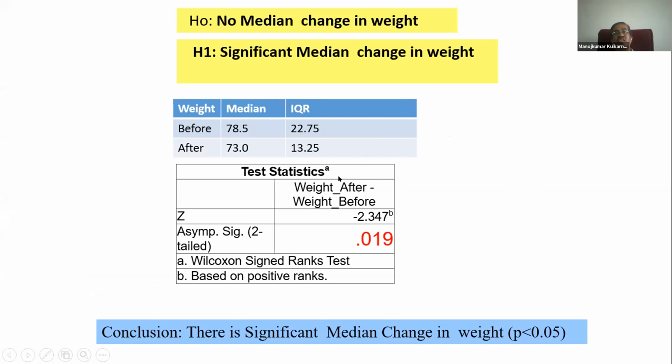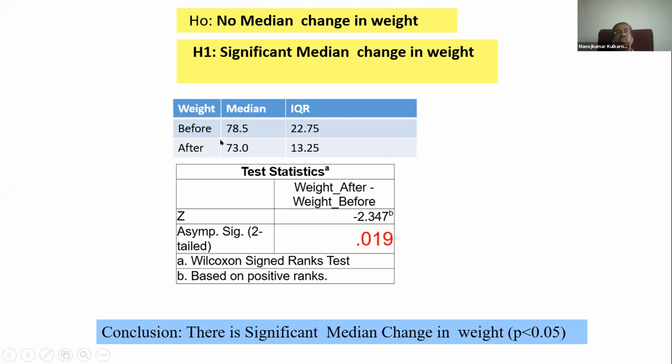So this is the result we got. The asymptotic significance, the p-value, is 0.019, which is less than 0.05. So there is a significant difference. Based on this p-value, we can say there is a significant median change.